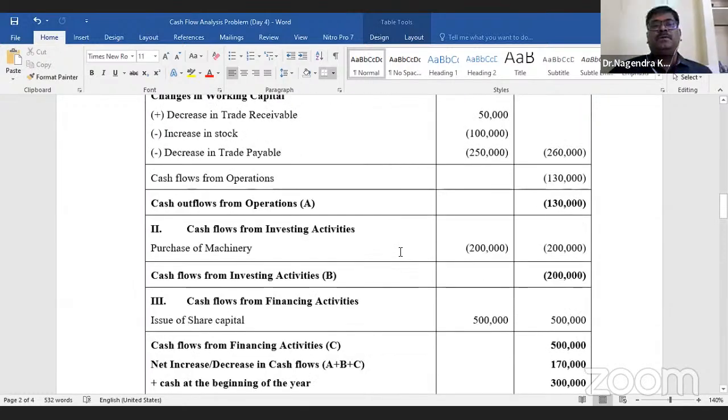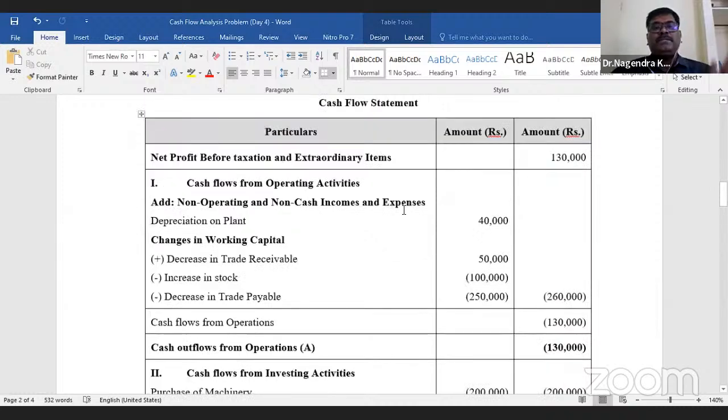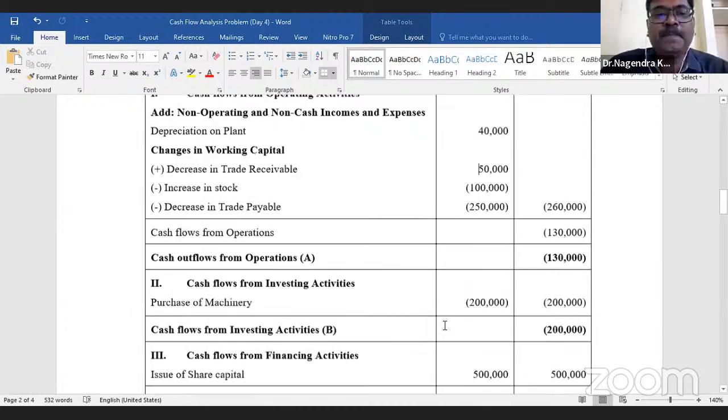Okay. So from this, what we can see is that we have added back the non-cash expenditure of depreciation of 40,000. At the same time, the decrease of receivables, where we received the cash, is added back, but the increase in the stock and decrease in the trade payable show that there was a cash outflow from the operation. So when we make an adjustment to the net profit during the year, we derive negative cash flows from operation. That is cash outflows. Here we have an outflow from the operational activity.